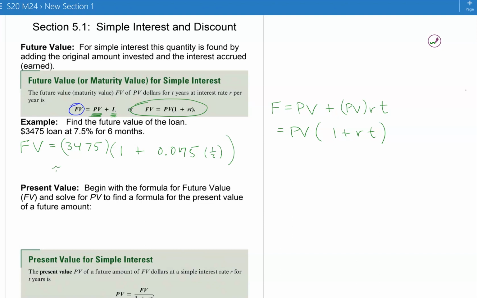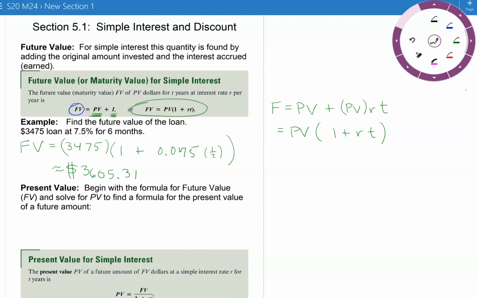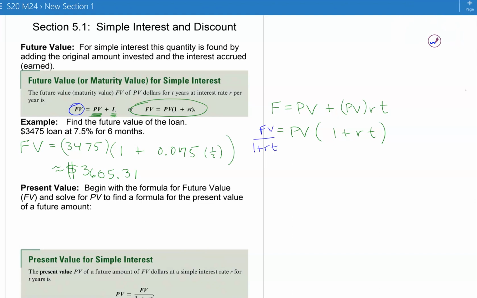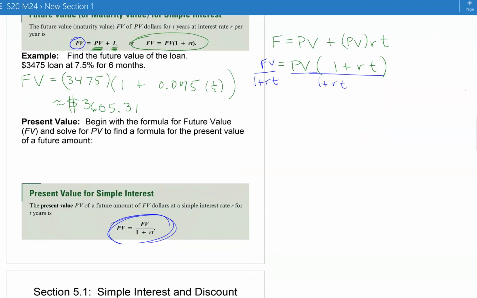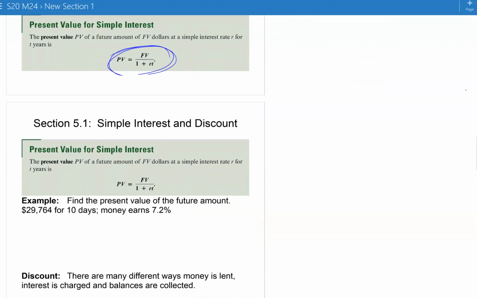So I'm going to get about $3,605.31. Don't forget your dollar signs on all of these problems with dollars. So if we wanted to solve this formula for the present value, we would divide both sides by 1 plus RT. So if you're trying to figure out what amount do I need now to end up with a particular future value, this is the equation that you would use.